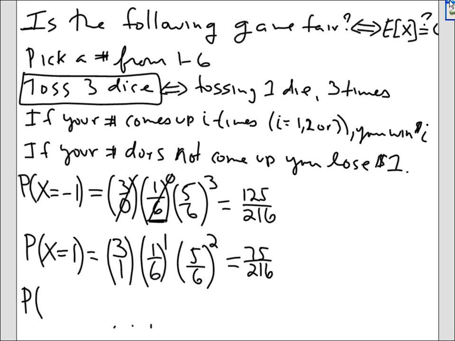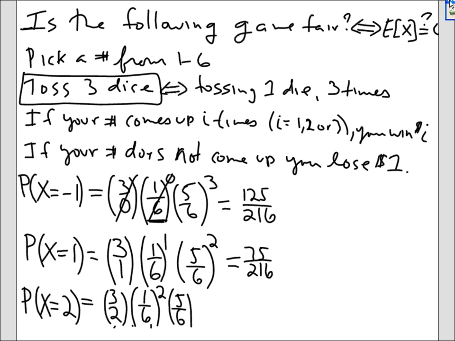The probability that x is equal to 2. Well, from the 3 tosses, you want 2 successes. The probability of success is 1/6, and you want 2 of them. The probability of failure, well, if you toss 3 times and got what you wanted 2 times, then 1 time you didn't get what you wanted. And with 3 choose 2 being 3, this is going to be 15 divided by 216.